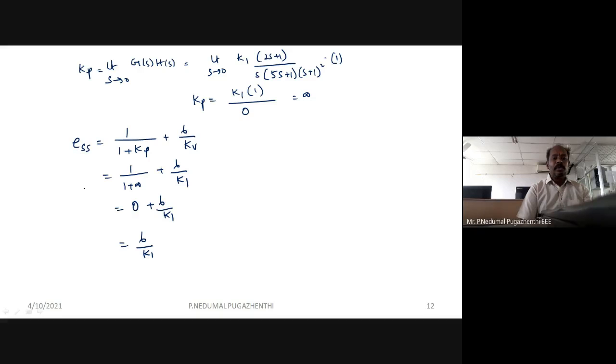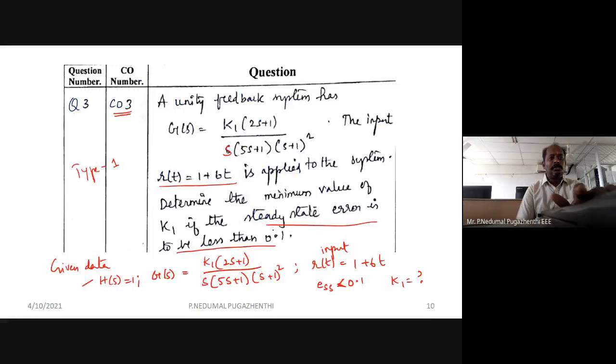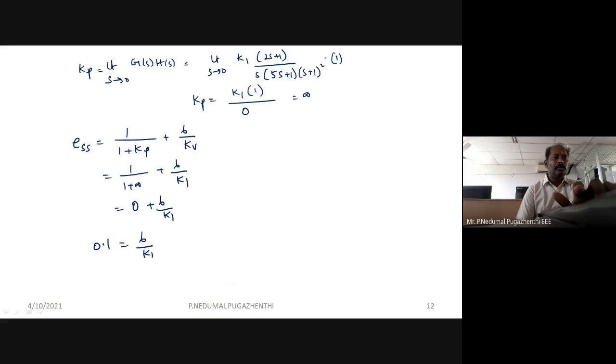But what should be your condition for steady state error from the problem? From the problem, the steady state error should be minimum, less than 0.1. So I will substitute 0.1 here, which will yield K1 equal to 6 divided by 0.1, which is equal to 60. So K1 is equal to 60.